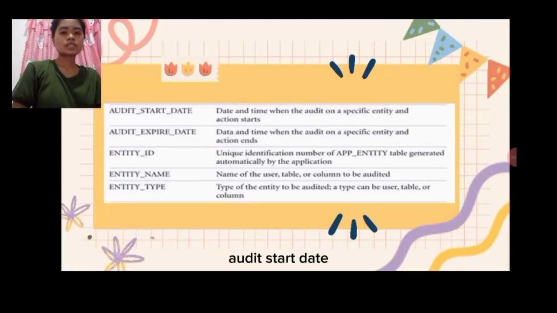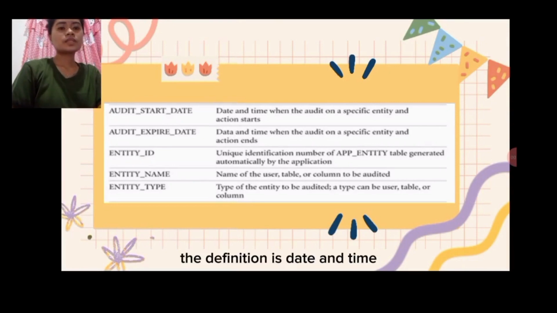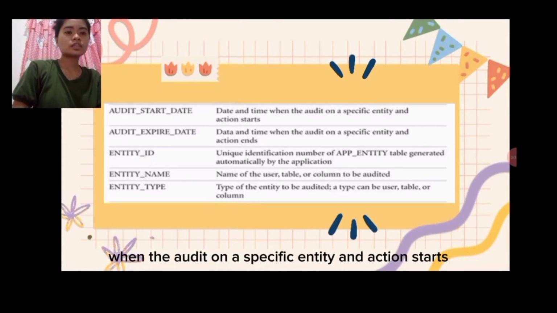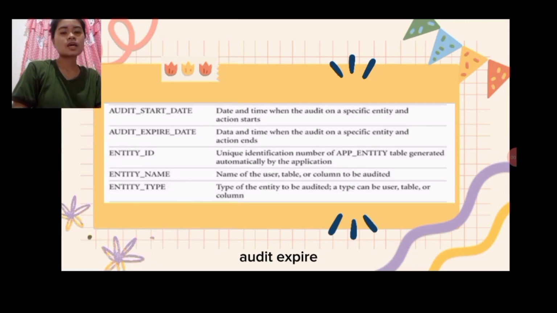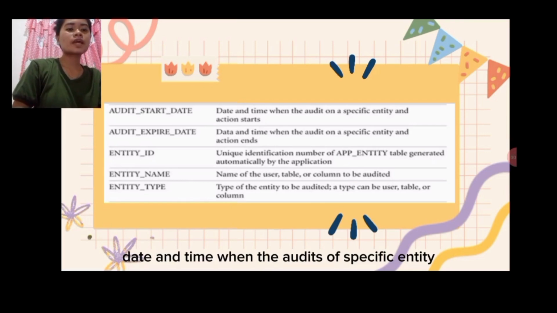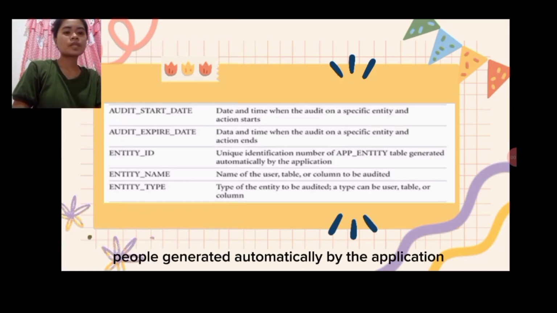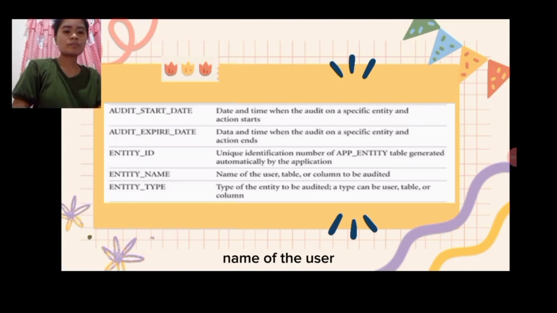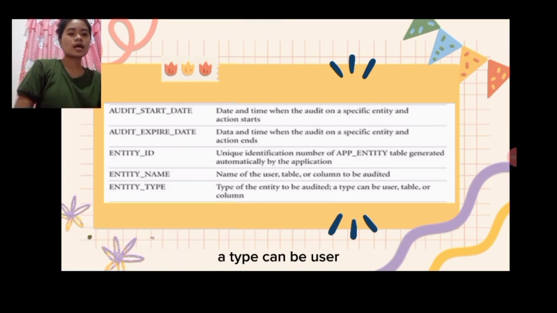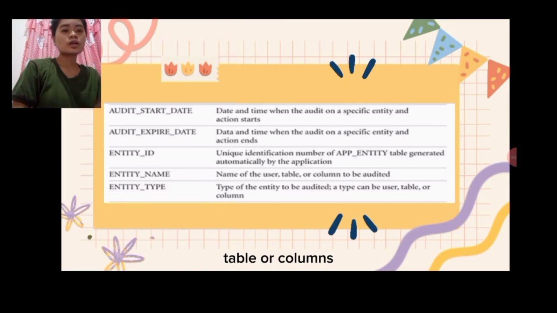Audit_start_date. The definition is the date and time when the audit on a specific entity and action starts. Audit_expire_date is the date and time when the audits on a specific entity and action end. Entity_ID is the unique identification number of the app_entity table, generated automatically by the application. Entity_name is the name of the user, table, or column to be audited. Entity_type is the type of the entity to be audited. A type can be user, table, or column.